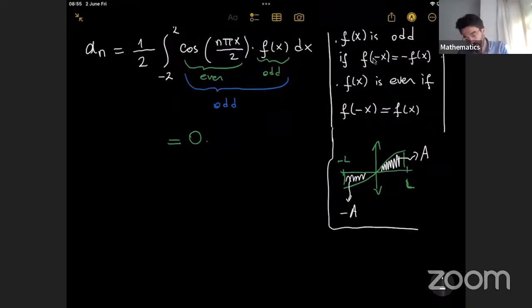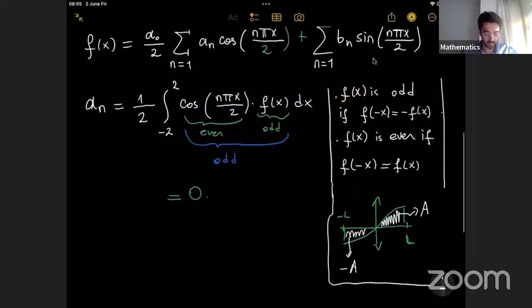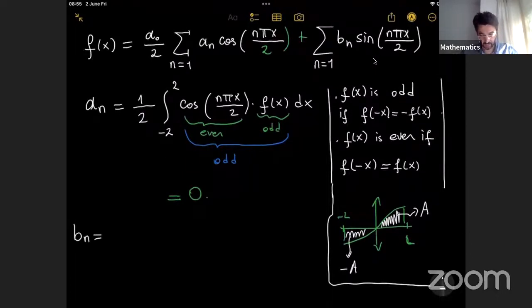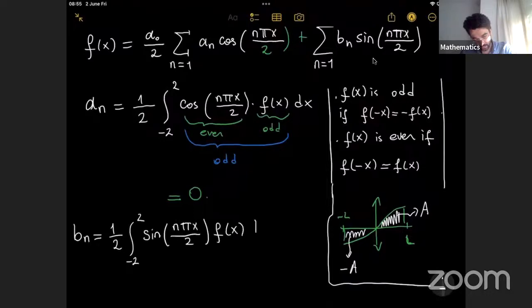Now, okay, let's do Bn. Well, Bn is basically again 1/2 integral from -2 to 2, a similar formula with sine n pi x over 2 times f of x dx, okay?